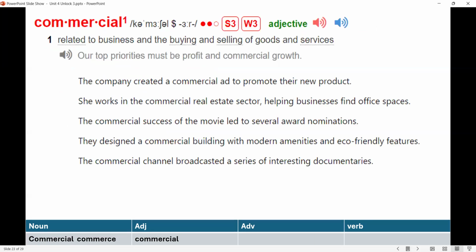Commercial. Commercial is an adjective and it means related to business and the buying and selling of goods and services. Goods here means things. Example, the company created a commercial ad to promote their new product. She works in the commercial real estate sector, helping businesses find office spaces. You can read the rest by yourself.